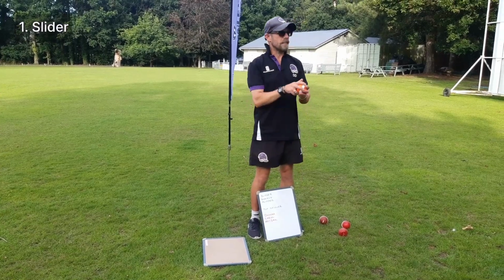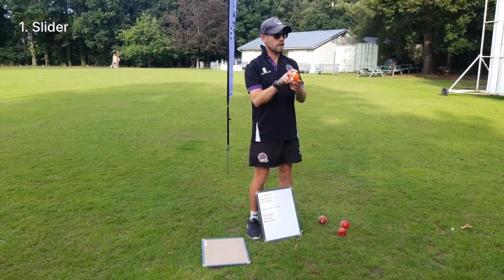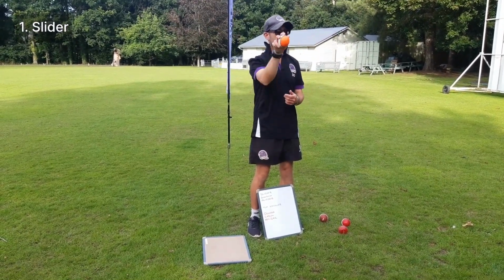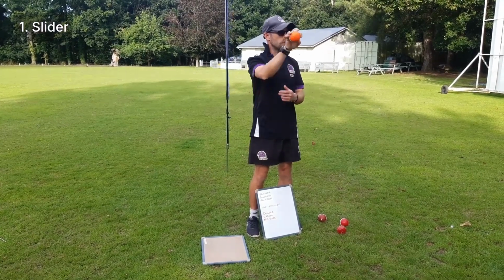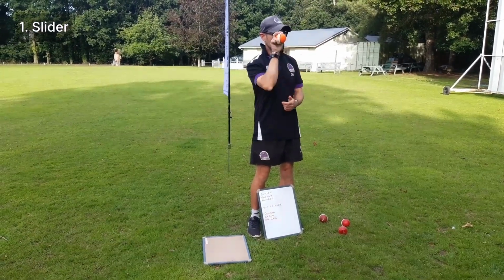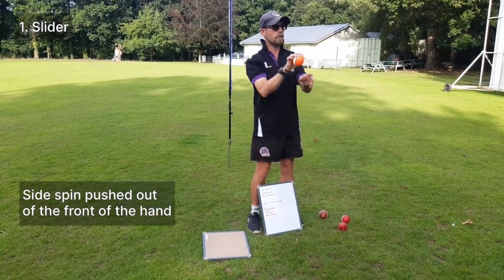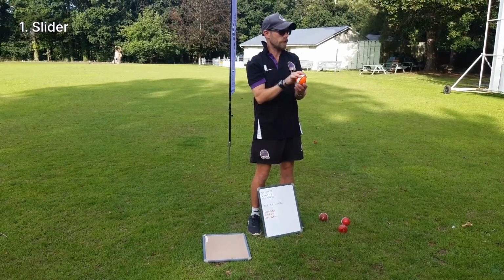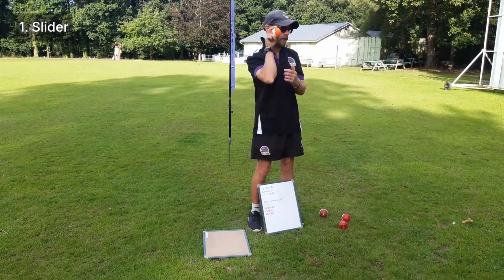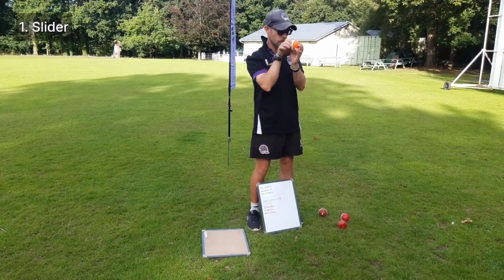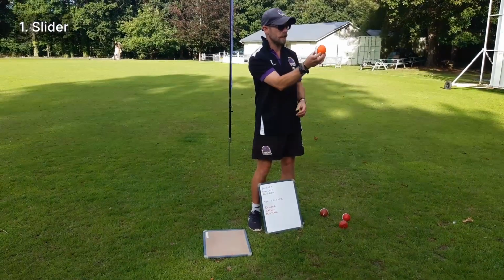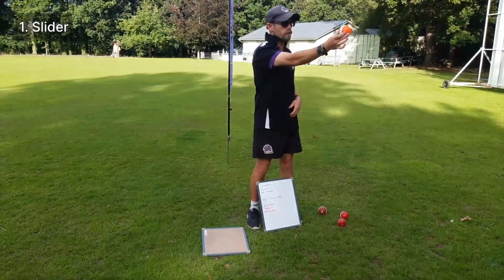So the slider is exactly the same release as a leg spinner. We've got our standard leg spinner, we know we're using the wrist, we know we're looking for that 45-degree spin. The slider is pushed right out the front of the hand and it's just side spin. Okay, so we've been experimenting with that a bit in the previous session. Just side spin, the wrist pushes the ball forwards and it's going to slide. It's going to have a little bit of deviation, but without the top spin, it's going to shoot forwards.